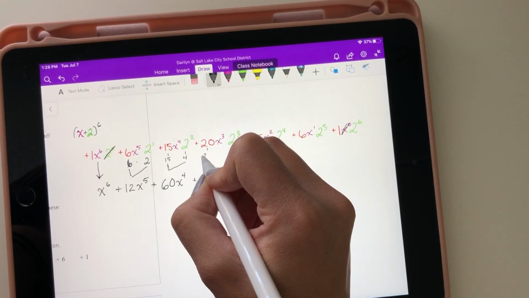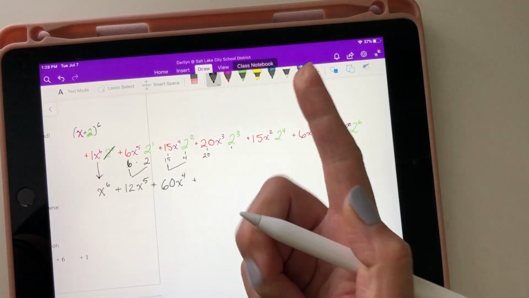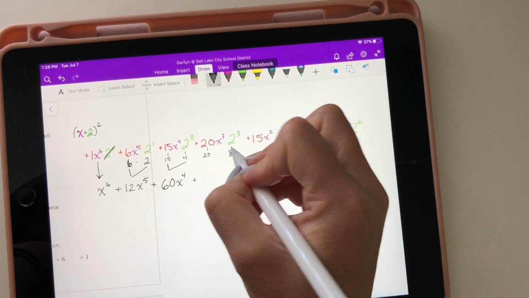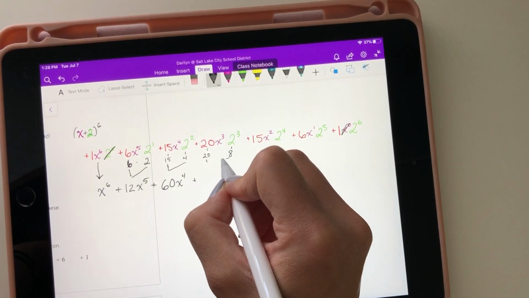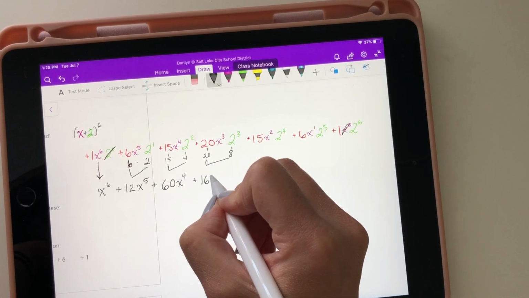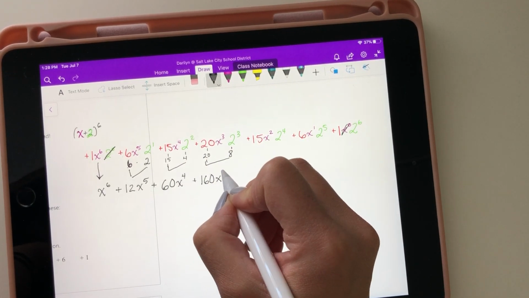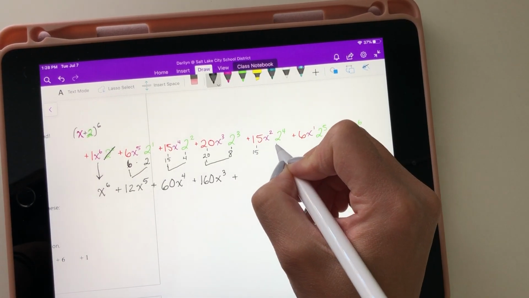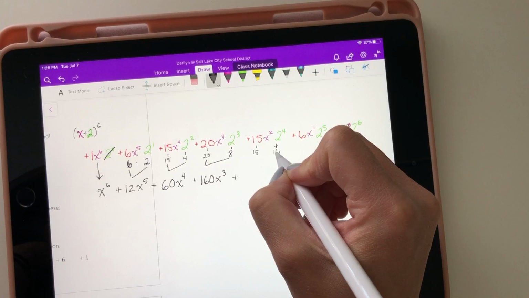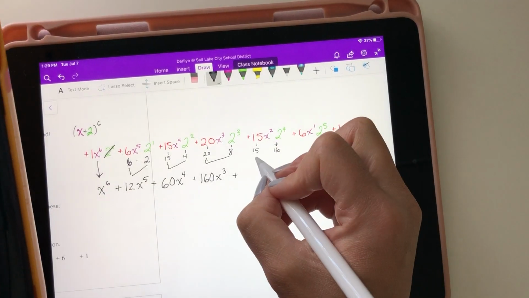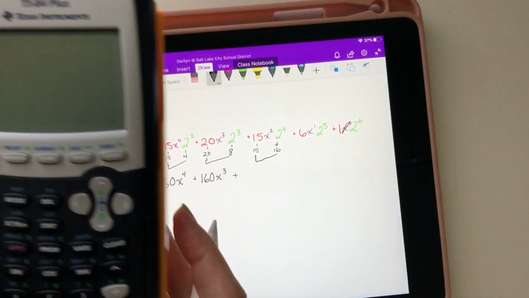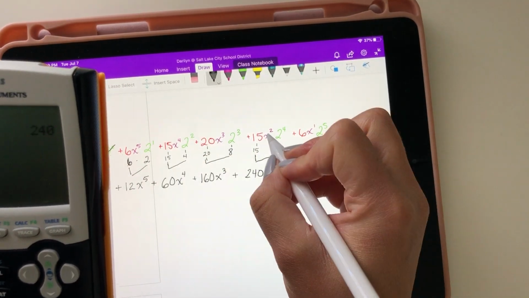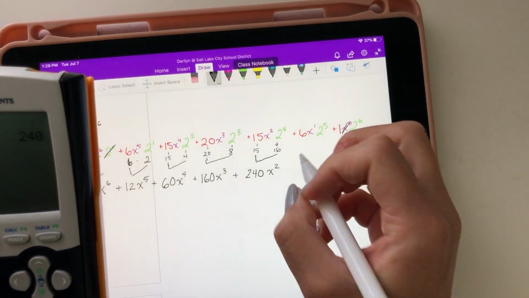Plus, here I have a 20 and a 2 to the 3rd. 2 times 2 is 4, times 2 is 8. So I have 8. 20 times 8 is going to be 160, and I still have the x to the 3rd. Plus, here I have 15, and I have 2 to the 4th, which is 16. So I'm going to do 15 times 16, which is 240, and I still have that x squared.